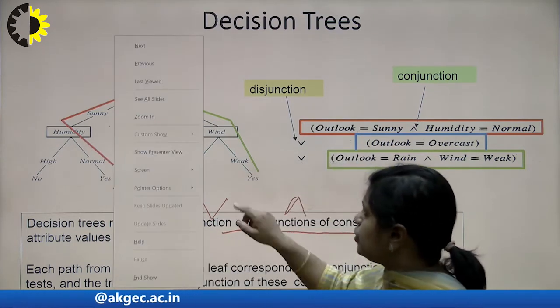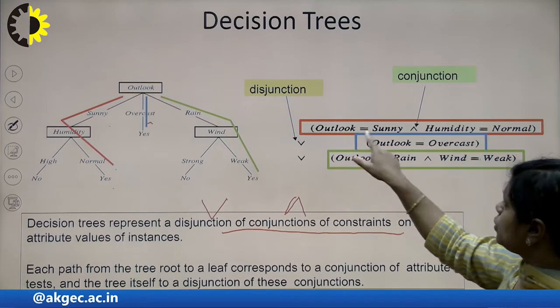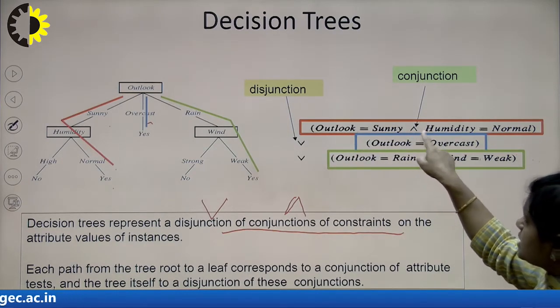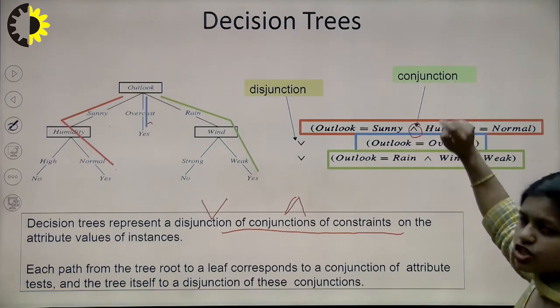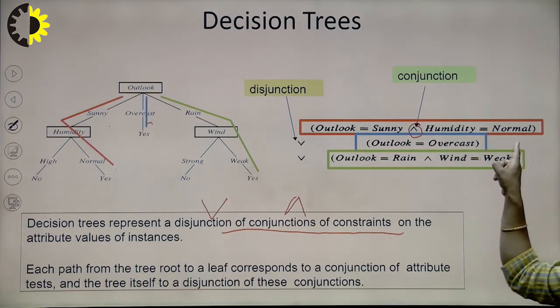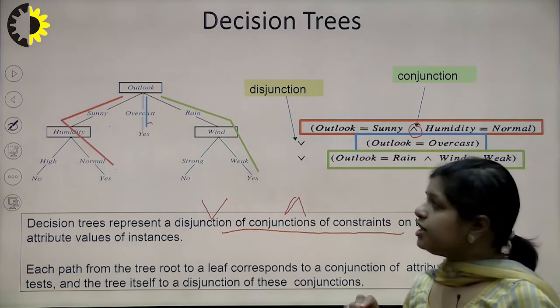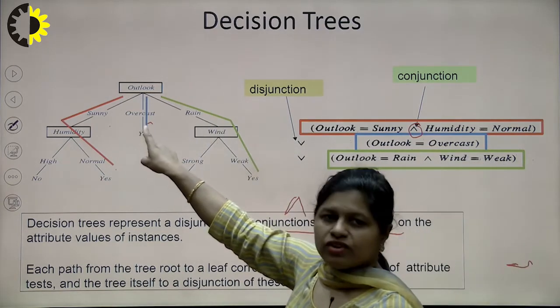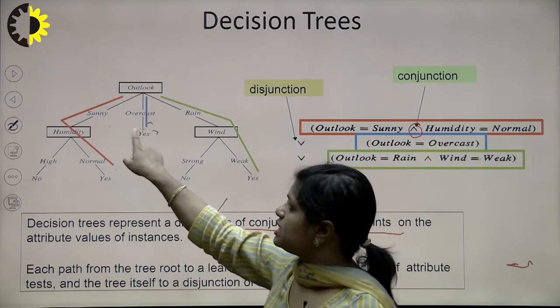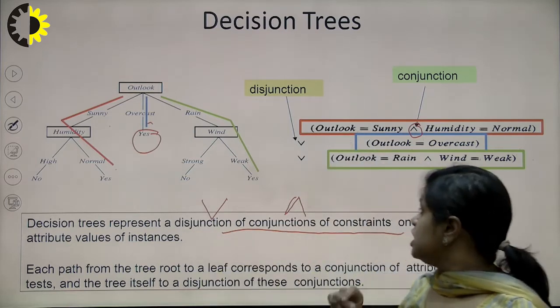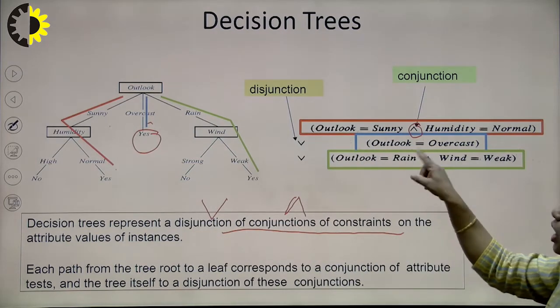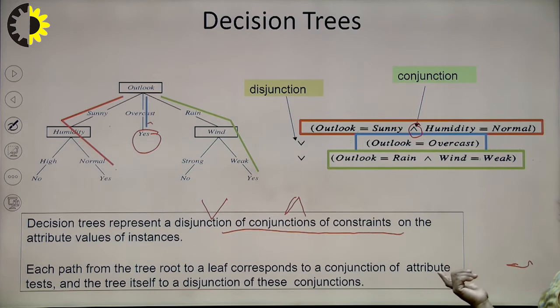is yes. So you can see here that outlook equal to sunny and humidity equal to normal, this and is actually known as the conjunction. So your answer is yes. So this is one condition. Now the second condition is outlook equal to overcast. If outlook equal to overcast, then we also have the answer as yes.